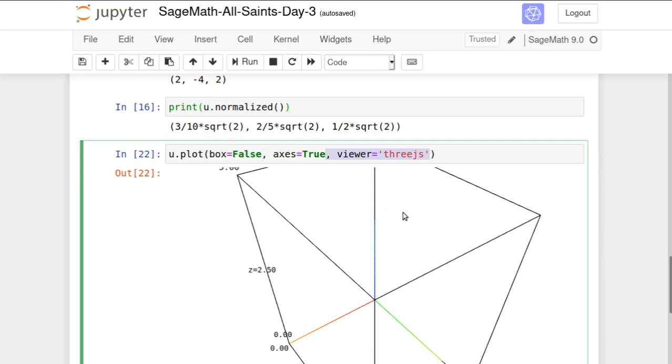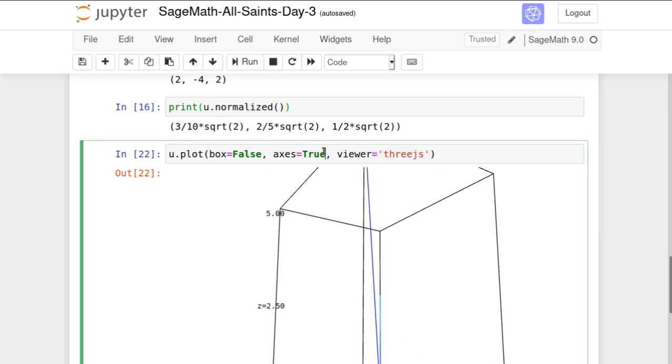Okay, but for me it's appearing. I don't know why exactly it's happening. Axis equal to true. Can you turn that on? Axis equal to true. Try that once. And remove box equal to false.